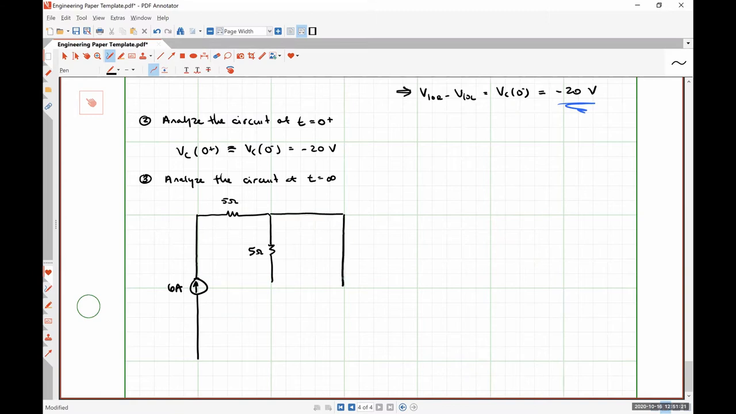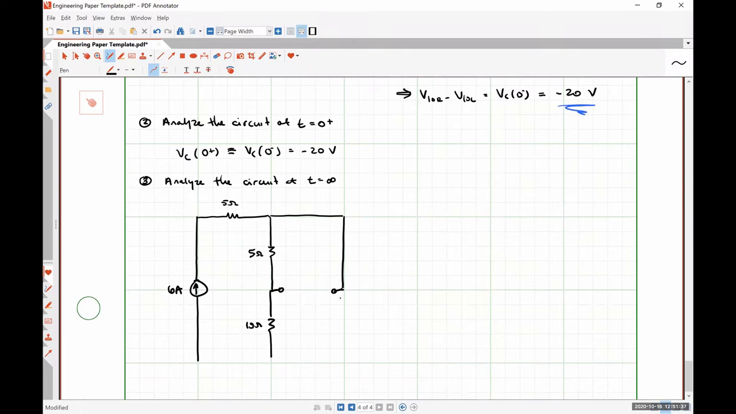So this short circuit that I've just drawn on the right-hand side represents that that resistor has been shorted out. What's this guy? 10. Okay, and there's another 5 ohm resistor down here. And here is our quantity of interest, plus minus VC at infinity. So how are we going to determine VC at infinity?